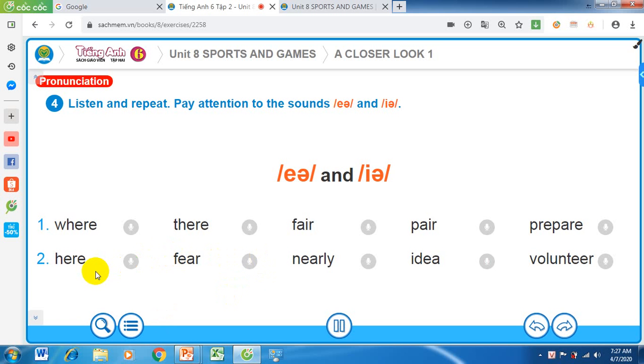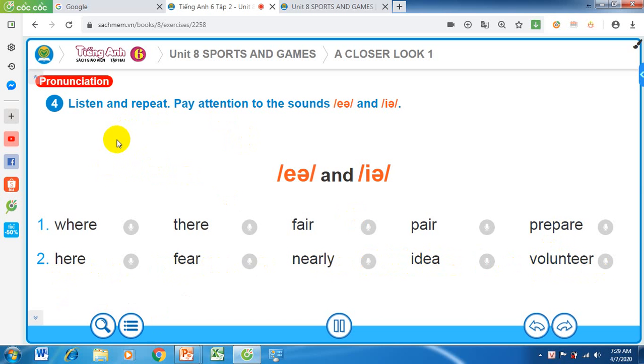Now we will practice with the sound ear. Here. Fear. Nearly. Idea. Volunteer. Okay. So the second we will practice with the sound ear. Here. Fear. Nearly. Idea. Volunteer. Okay. So you can find more words with this sound. But first you should spend more time to practice these words with the correct sound. Alright? Where, there, fair, pair, prepare, and here, fear, nearly, idea, volunteer.